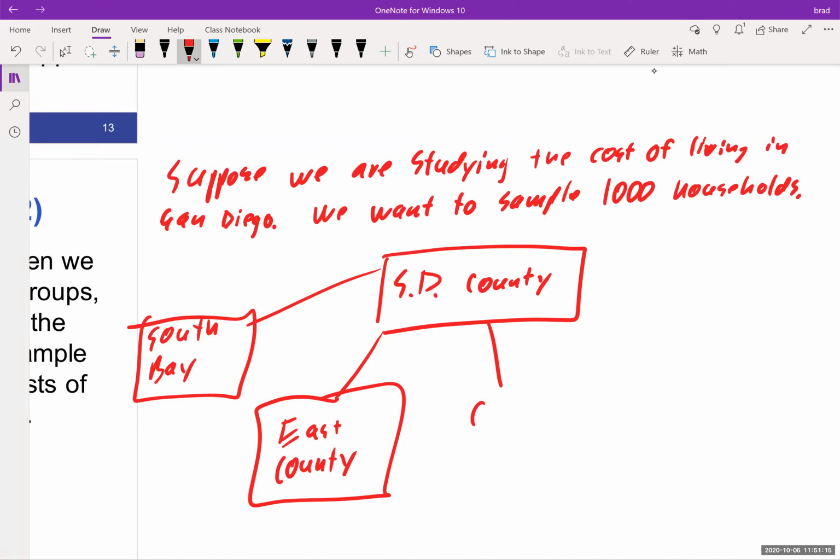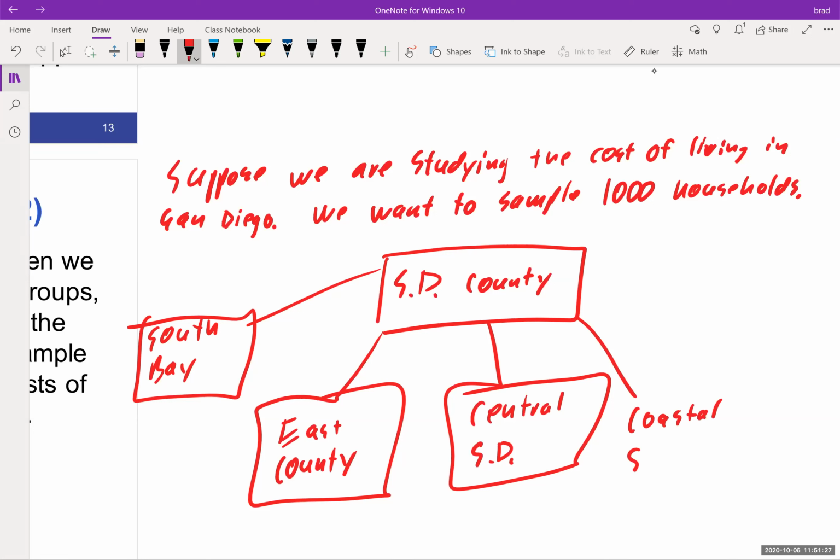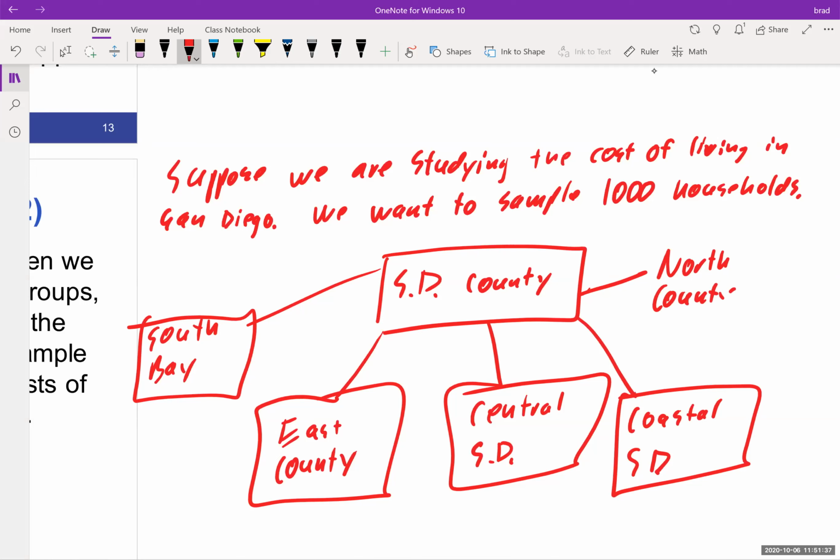We're going to do Central San Diego. Let's go over here and do Coastal. And then right here, let's do North County. So I have these, and these are my strata. I've divided San Diego County into my strata. I created 5 of them.